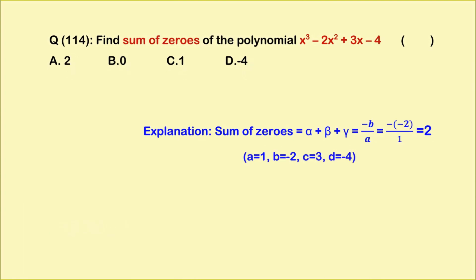Question number 114. Find the sum of the zeros of the polynomial x cube minus 2x square plus 3x minus 4. If you compare with the standard form of polynomial, the value of a is 1, b is minus 2, c is 3 and d is equal to minus 4. We know the formula for the sum of the zeros is minus b by a. So minus of minus 2 by 1 is equal to 2. So the right answer is A.